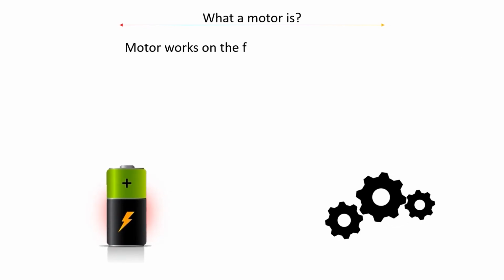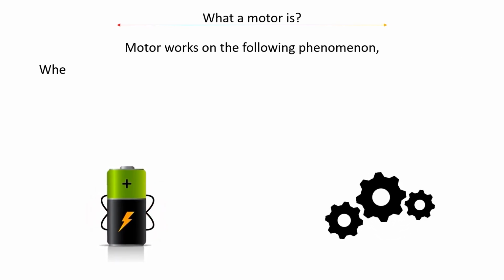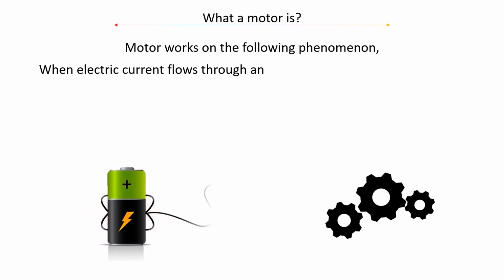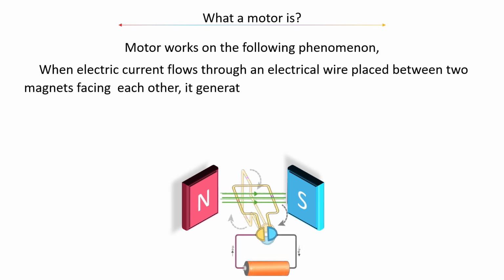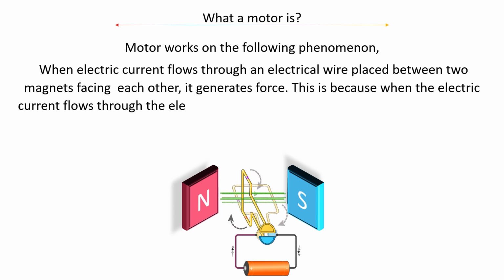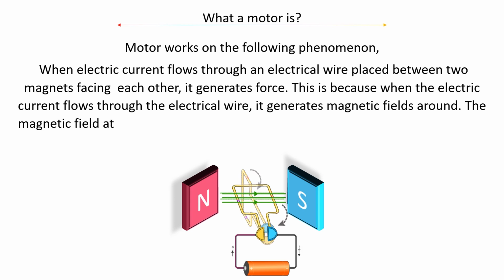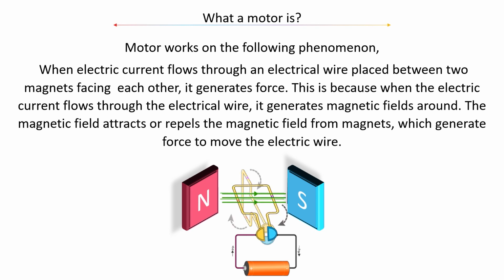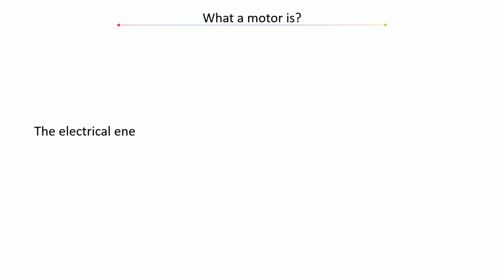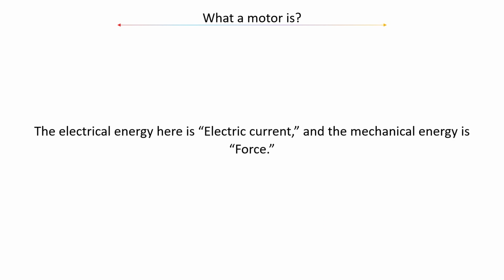Motor works on the following phenomena. When electric current flows through an electrical wire placed between two magnets facing each other, it generates force. This is because when the electric current flows through the electrical wire, it generates magnetic fields around. The magnetic field attracts or repels the magnetic field from the magnets, which generate force to move the electric wire. The electrical energy here is the electric current, and the mechanical energy is force.